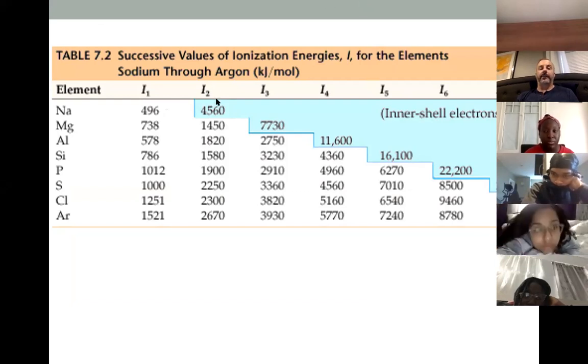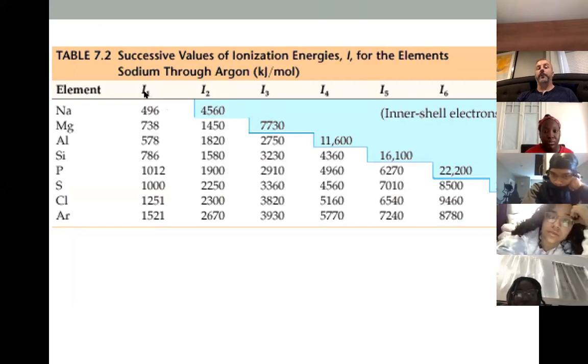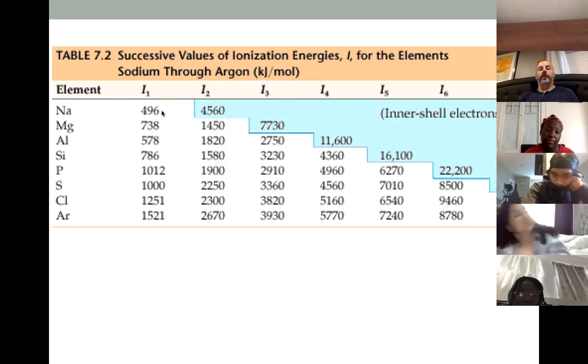So the second ionization energy, I1 means the first one, the energy required to remove the first electron. This is now the energy required to remove the second, the energy to remove the third, the fourth, the fifth. And we can predict what an element is from looking at these ionization energies. For example, Na we know has 1 valence electron because the first electron doesn't require much energy, but now the second one does. That tells us this is something in family 1A that has 1 valence electron.